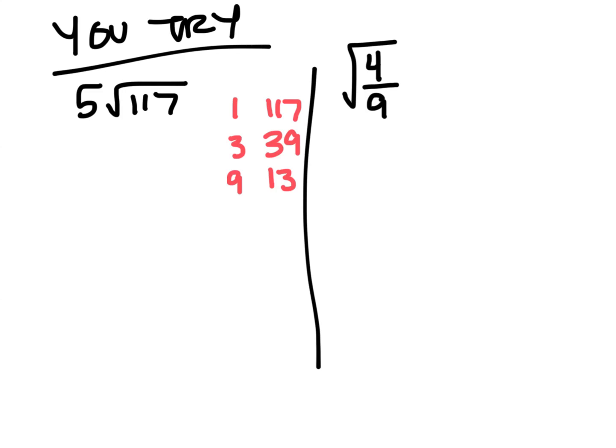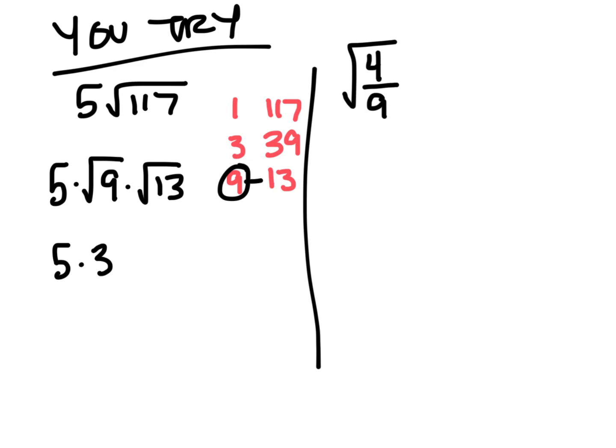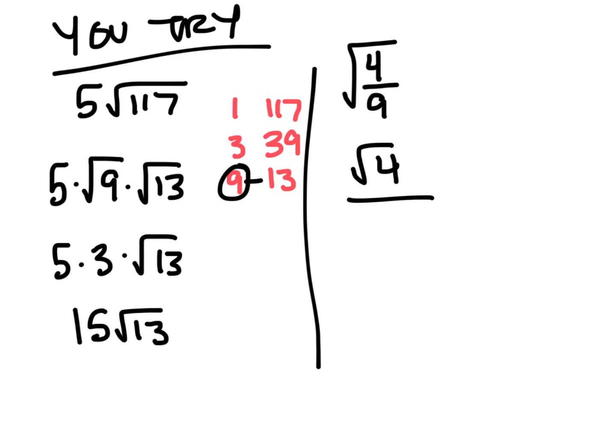All right, well, 117 didn't have a whole lot of factors, and so I look for the biggest perfect square inside. I have this 9. So I have 5 times the square root of 9 times the square root of 13. The square root of 9 is 3, so now I have 5 times 3 times the square root of 13, and we can combine these things. This would be 15 square roots of 13. And then the square root of 4 over 9 is the same thing as the square root of 4 divided by the square root of 9. And this simplifies to 2 over 3.